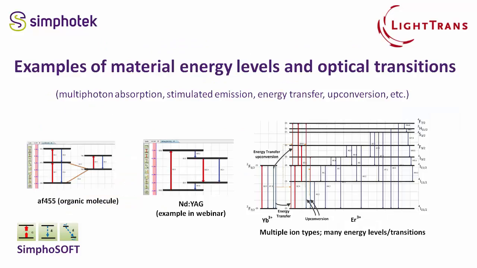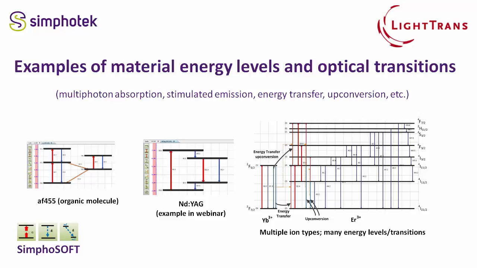Here are some examples of material energy level diagrams and transitions that you can set up in SimphoSOFT. The one on the left is AF455, an organic molecule, which has 3 singlet states and 2 triplet states, and you see different transitions, including a 2-photon absorption here. In the center is a simple example of neodymium YAG showing only 4 energy levels. This simple model is what we're going to use in the webinar today.